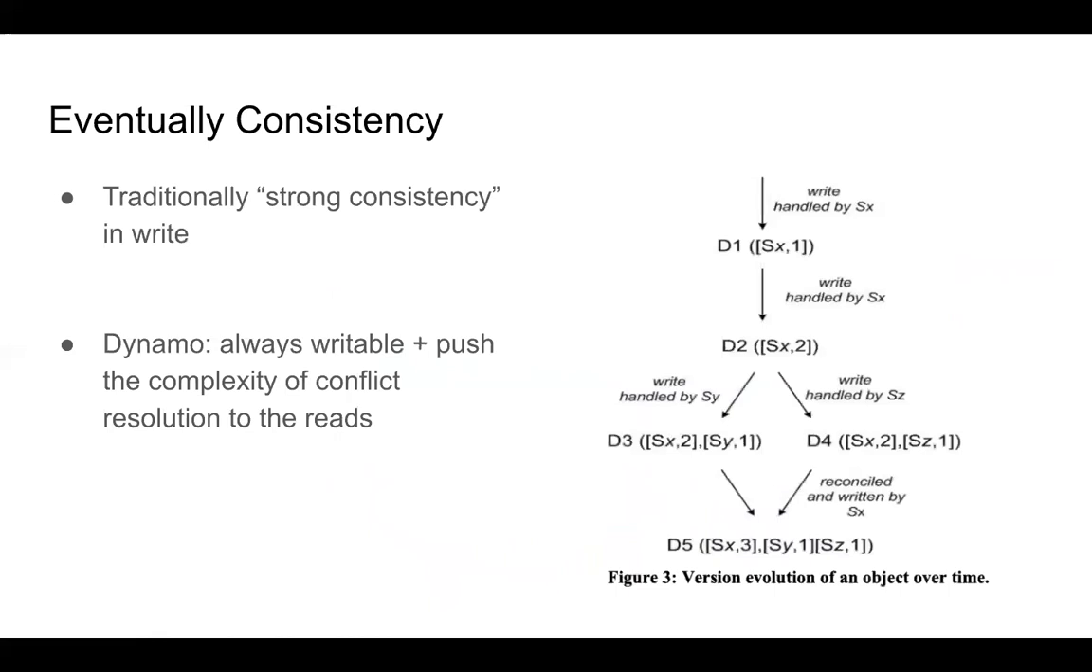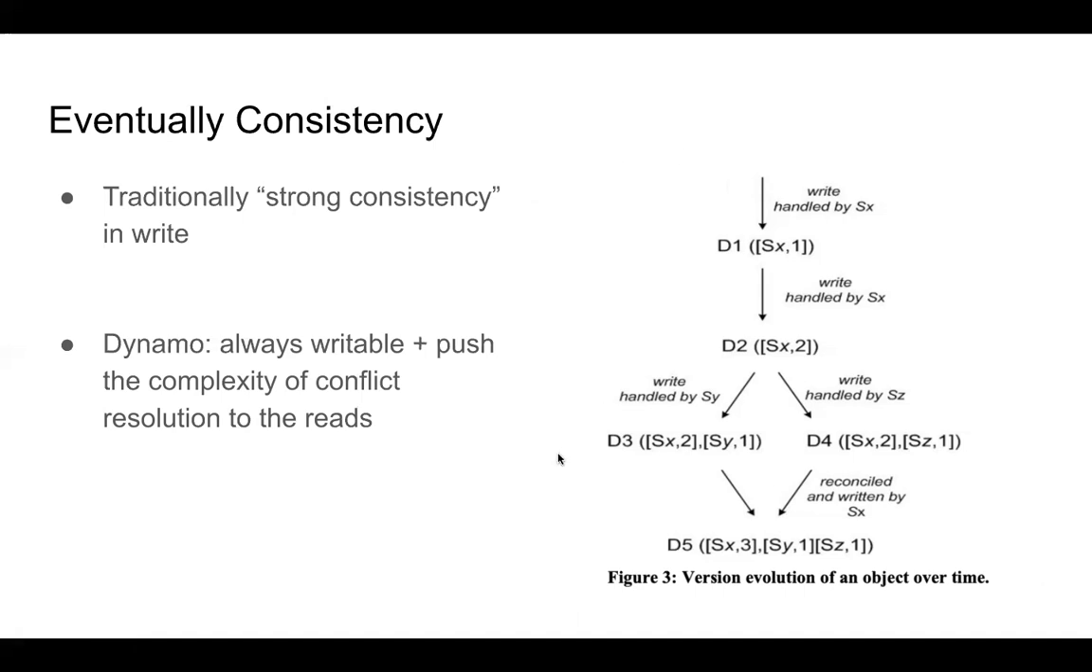Next, let's talk about the feature of high availability. So how does Amazon solve this problem? It basically ignores the strong consistency requirement and makes Dynamo always writable, pushing the complexity of conflict resolution to the reads. Let's see this vector clock diagram, which is adopted from the Dynamo paper.